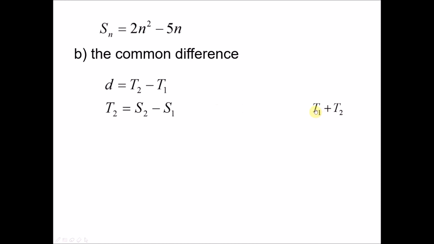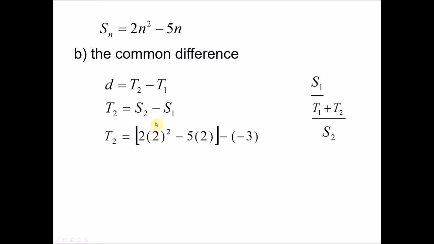Let's say we have T1 plus T2. The T1 here is represented by S1, because the sum of the first term is T1 itself, or A. And T1 plus T2 is the sum of the first 2 terms, first and second, denoted by S2. So if we want to find T2, we take S2, the total, minus S1. S1 equals T1. So S2 minus S1 gives you the value of T2. In short, T2 equals S2 minus S1.